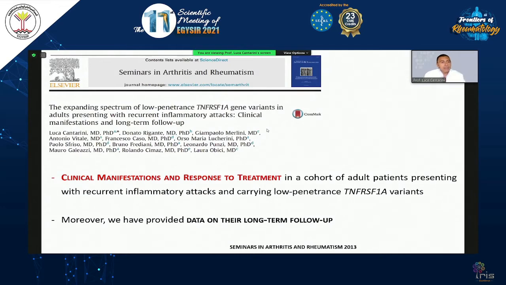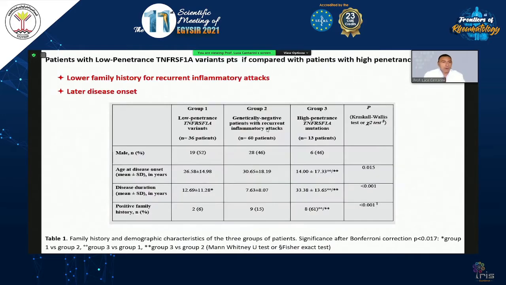In this regard, we have recently evaluated the clinical manifestations and the response to treatment in a cohort of adult patients presenting with recurrent inflammatory attacks and carrying low penetrance variants in the gene responsible for TRAPS. Moreover, in the current study, we provided also data on their long-term follow-up.